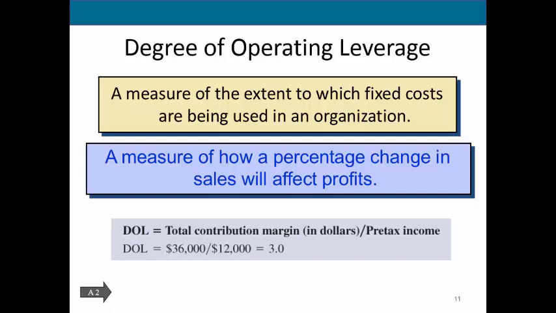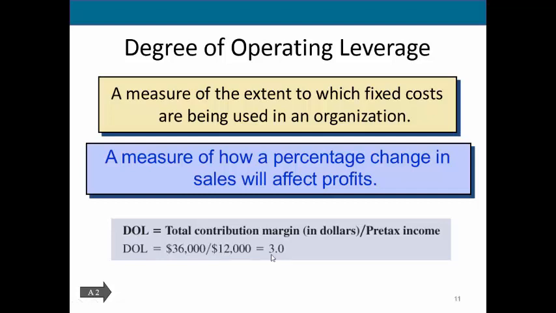Here's how we calculate the degree of operating leverage. It's our total contribution margin in dollars divided by the pre-tax income. So, for example, if we had total contribution margin in dollars of $36,000, divide that by a pre-tax income of $12,000, this gives us a degree of operating leverage of 3.